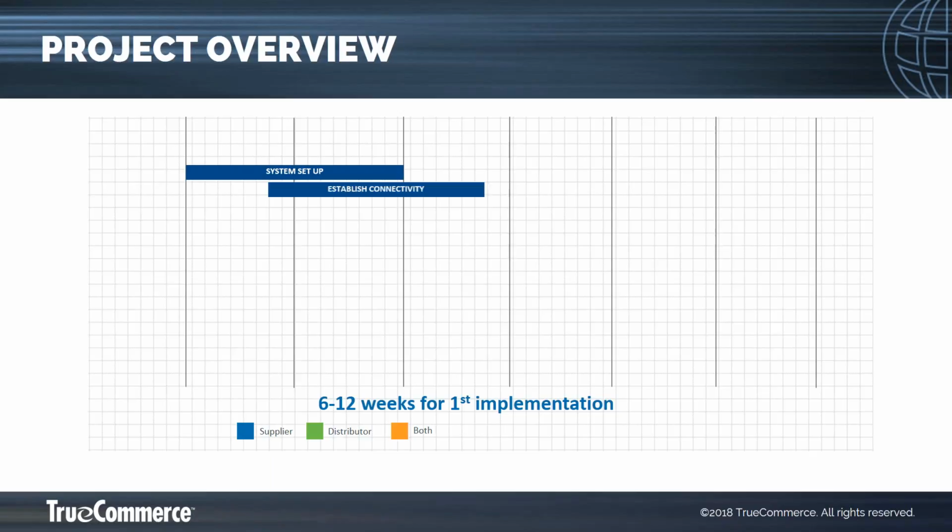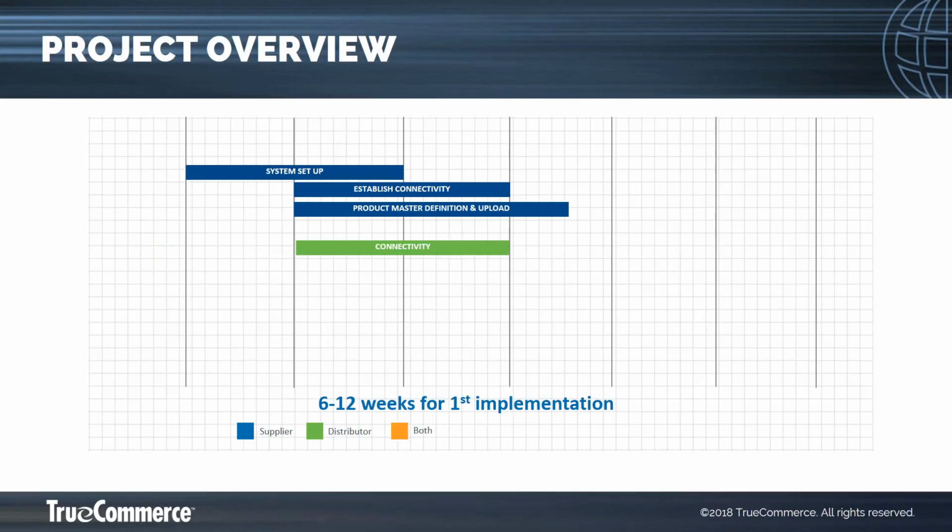Then the next step will be to establish connectivity, preferably EDI, of course. Then we will collect information about product master definition, and we will upload it into the system. We will establish connectivity with the distributor, and configure the application to make sure that we respect the mutual objectives set by the trading partners, for each and every stock keeping unit.